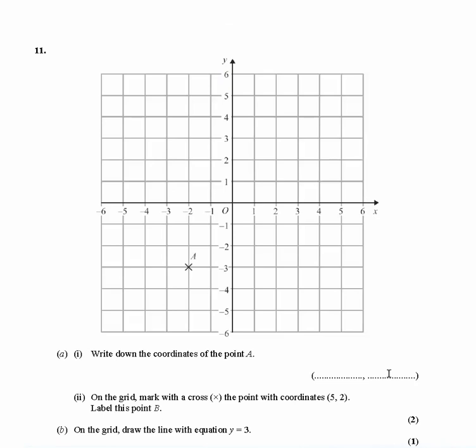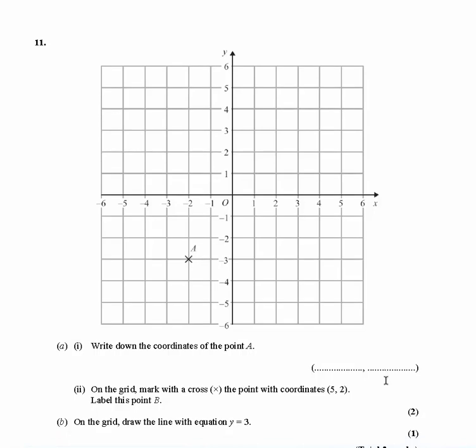Question 11. Write down the coordinates of the point A. Remember, go along and then up or down. On the grid, mark with a cross the point with coordinates 5, 2. Remember, go along and then up.